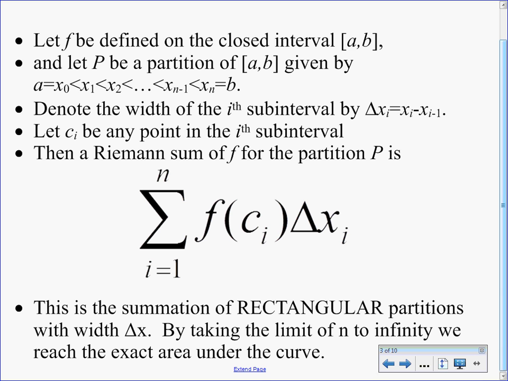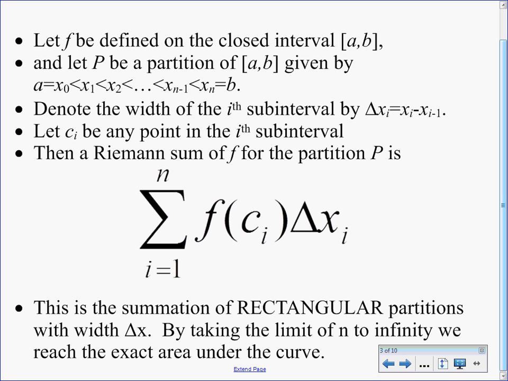So we have the summation of our rectangular partitions. If we take the limit as n goes to infinity, we're finding the exact area under the curve. Right now we have n rectangles that we're adding together. As we take those n rectangles and make them go to infinity, we are adding up an infinite number of rectangles, which gives us our exact area.